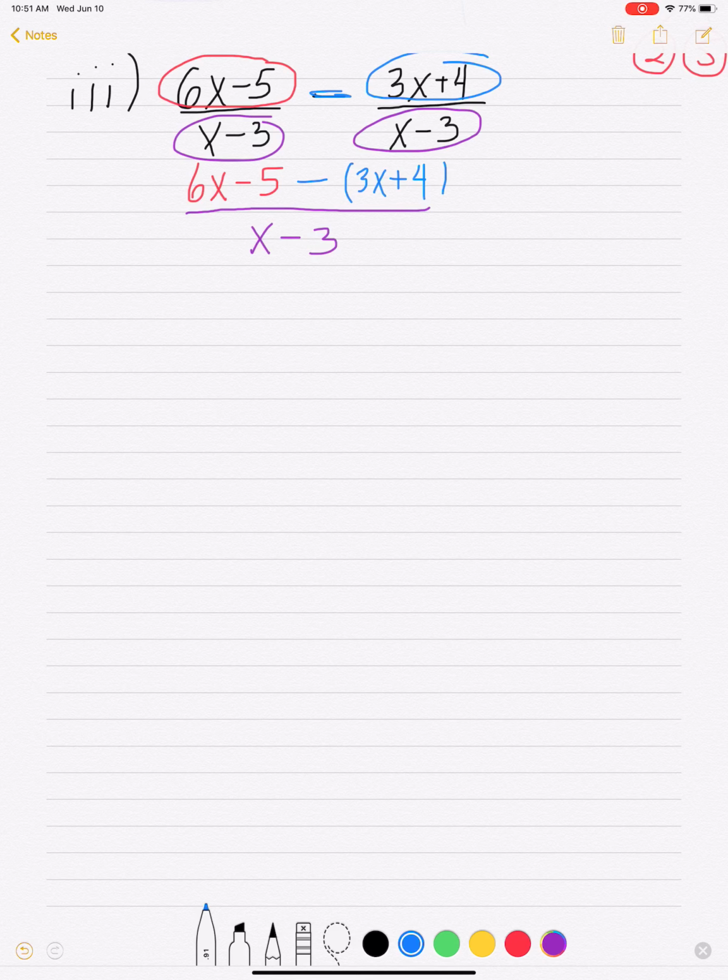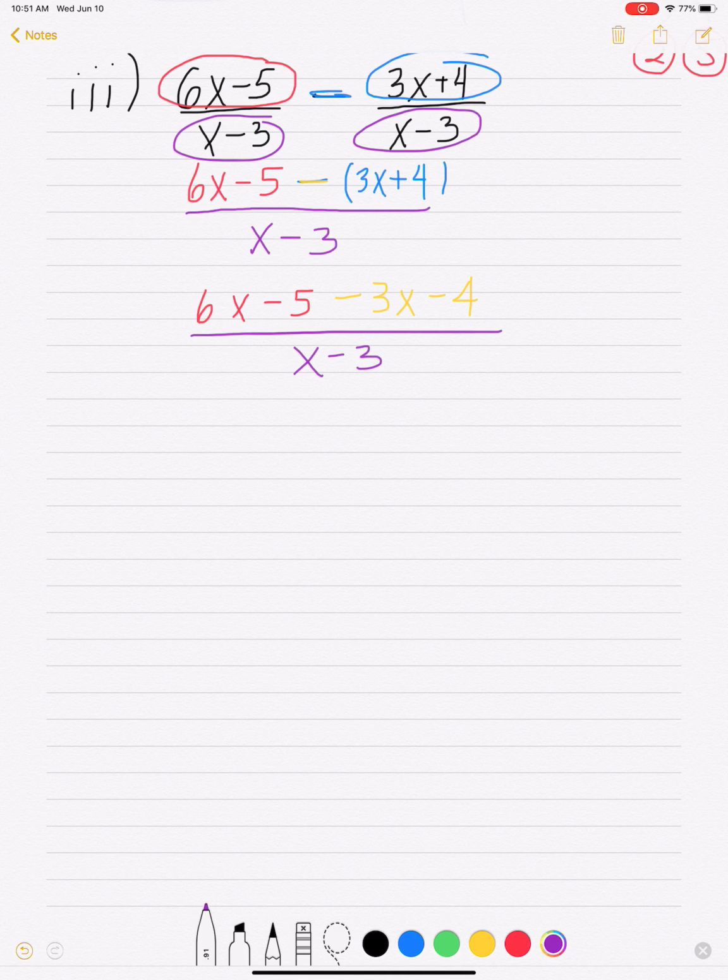Okay, so after we've put the 2 numerators on top of the fraction, what we're going to do, we're going to simplify the numerator. So I'm going to copy down 6x minus 5. And then I'm going to distribute this negative 1 here. You see this negative here in front? That negative is going to become minus 3x minus 4, right? That negative distributes through. And then on the bottom of the fraction, we have x minus 3.